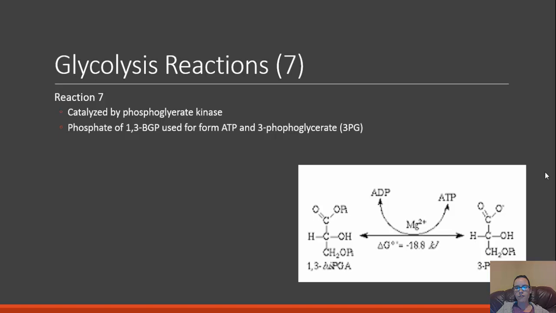Then we have reaction 7, which is the conversion of 1,3-BPG to form ATP and 3-phosphoglycerate. So again, this is an energy producing step.